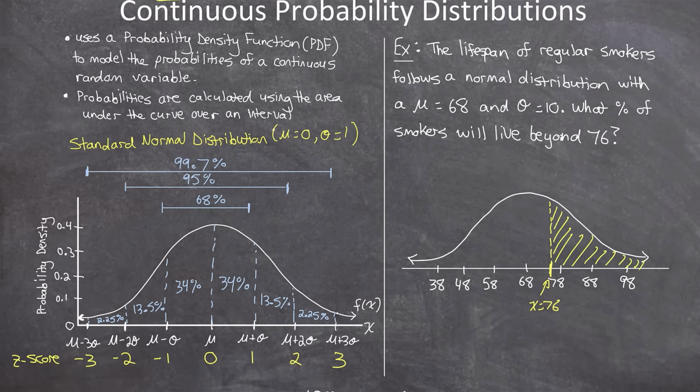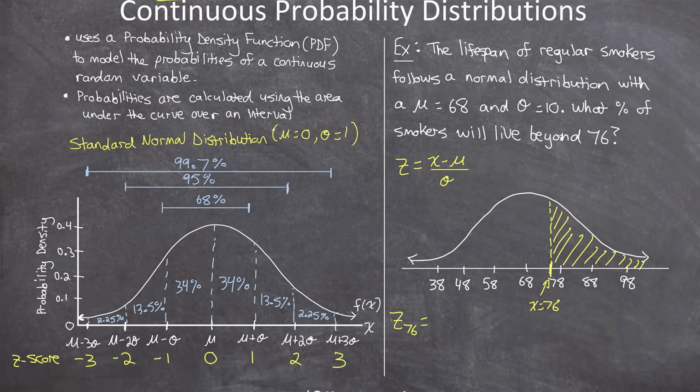There are a couple different ways to do that. The first way I'll show you is using a z-score table. So what we have to do is figure out what the z-score of 76 is. A z-score is just telling you how many standard deviations this value is away from the mean. So it's telling you this point's relative position over here on the standard normal curve. And you can calculate a z-score just by doing the x value minus the mean and dividing by the standard deviation.